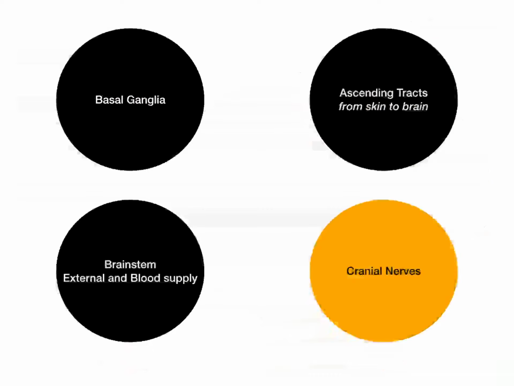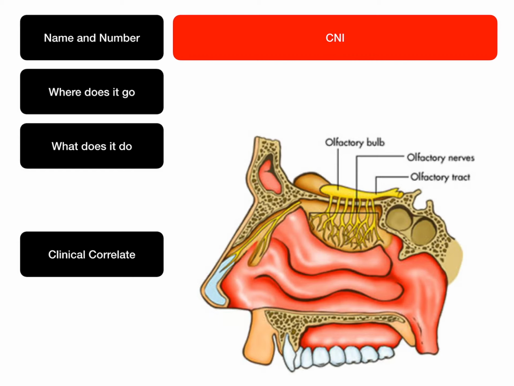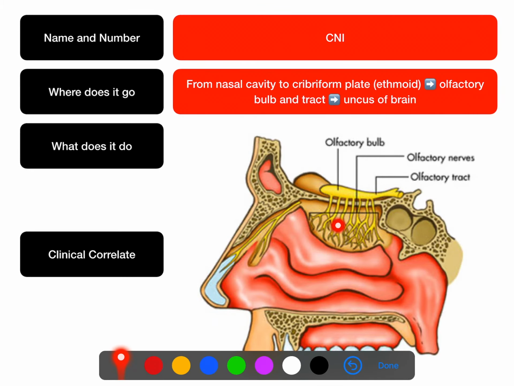Okay, cranial nerves. A very brief overview. Cranial nerve 1, where does it go? It comes from the nasal cavity here, and then it runs through the cribriform plate of the ethmoid bone up to the olfactory bulb. From the olfactory bulb towards the brain is the olfactory tract. The olfactory tract here runs along the base into a bit called the uncus.